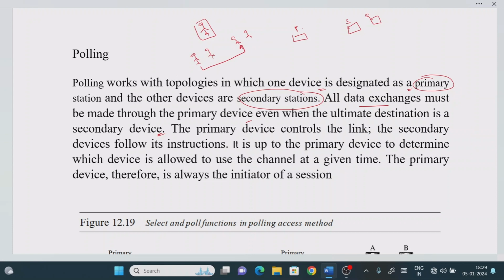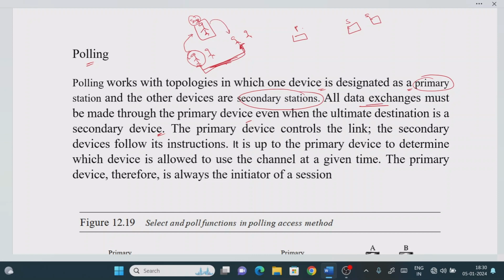But here, to make the control access, we are implementing the polling operation. It means that even if you want to send data from this normal person to this person, you cannot send the data. Try to understand. The secondary devices cannot send data directly. If this one wants to send data, it has to go via the primary station, or superpower. Then the superpower will send the data where it needs to go, right?